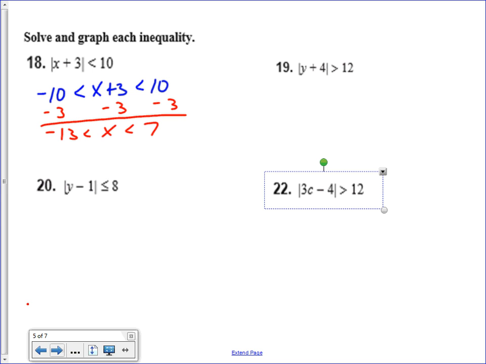What does that look like on a graph? Well, I'd have a negative 13, a positive 7. I know that I've got open circles at both, and I'm going to be connecting the two.